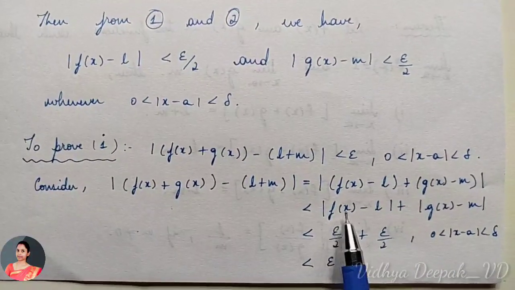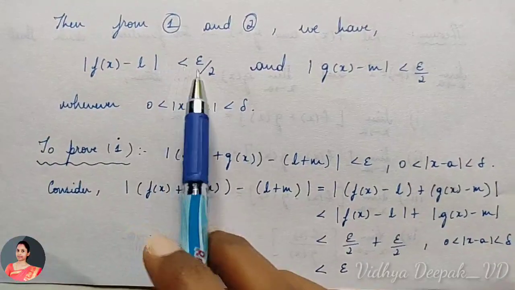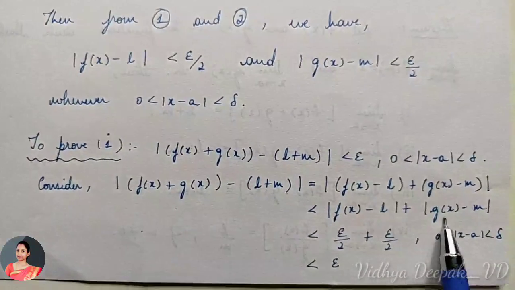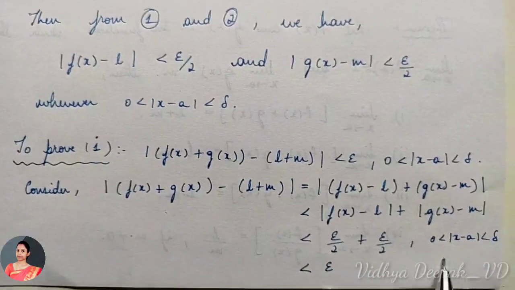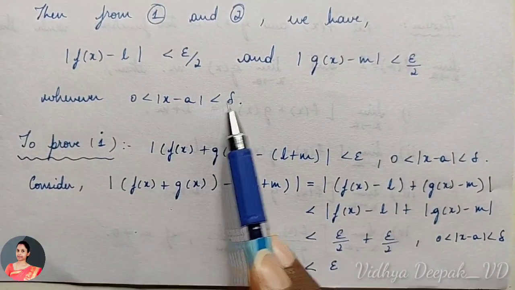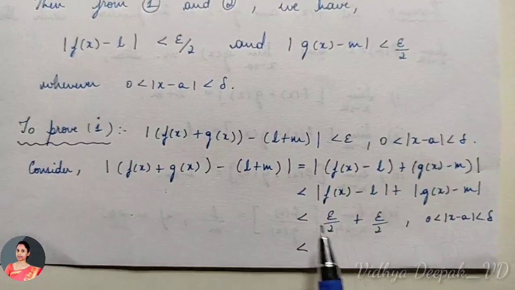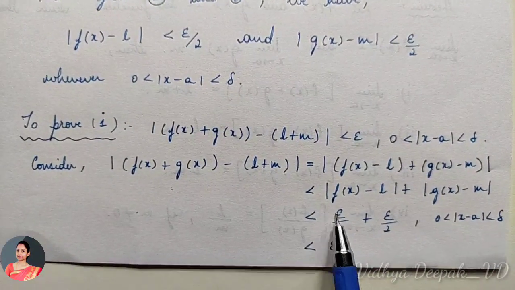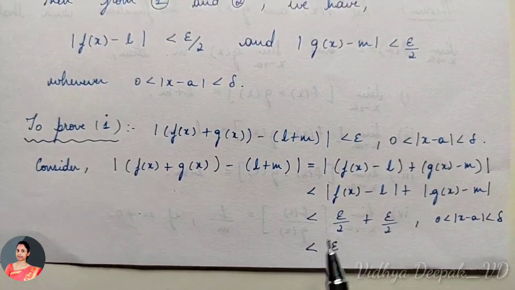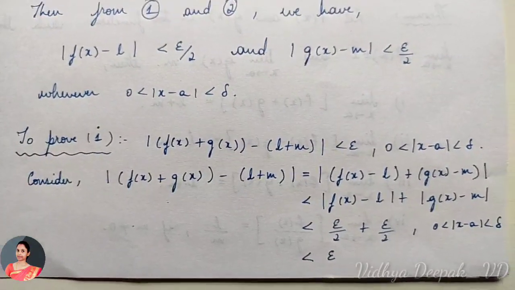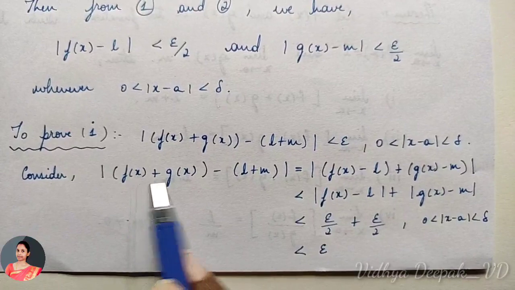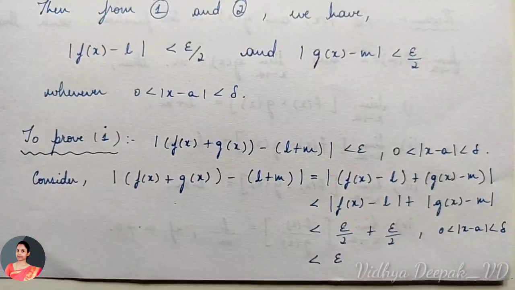We know that mod of f of x minus L is what? Epsilon by 2. Mod of g of x minus M is what? Epsilon by 2. So the condition is 0 less than mod of x minus a less than delta. So adding this up, what do we get? 2 epsilon divided by 2. That means the 2 and 2 get cancelled and we'll have less than epsilon. So we have this is less than epsilon.